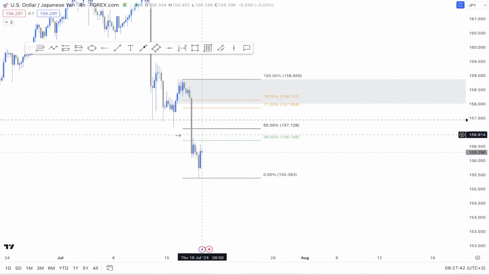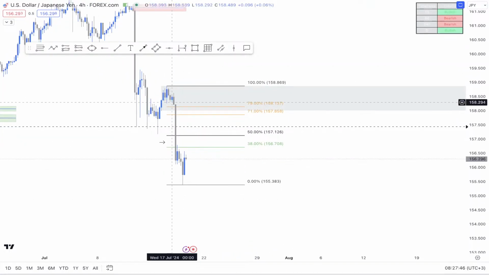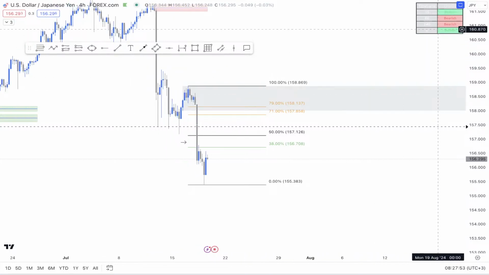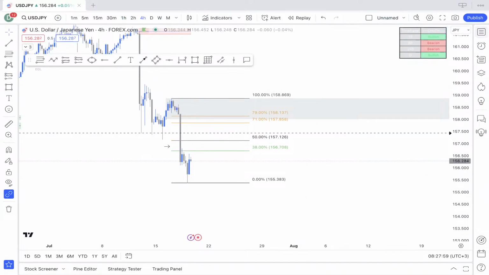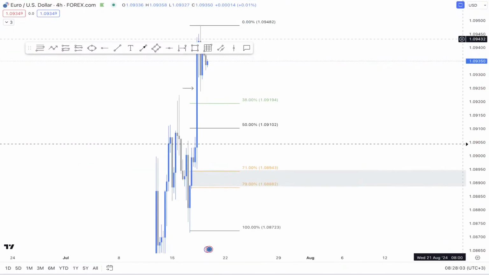USD JPY with another bearish potential setup, aggressive break towards the downside, unmitigated order block lining up with the area of interest, 4-hour bearish on the trader graph as well. And now once again we need to wait for a corrective pullback. Euro USD, oh, finally a bullish setup as well.